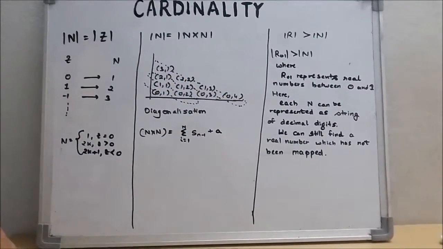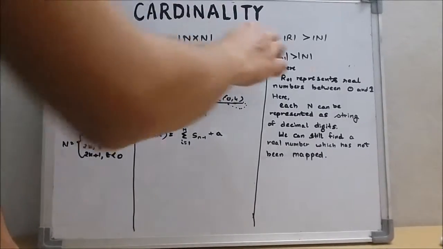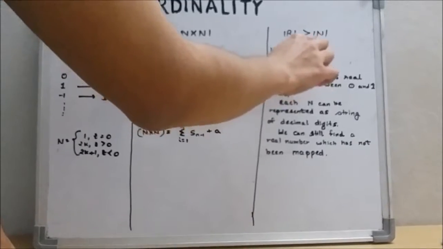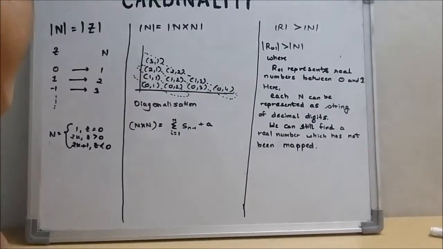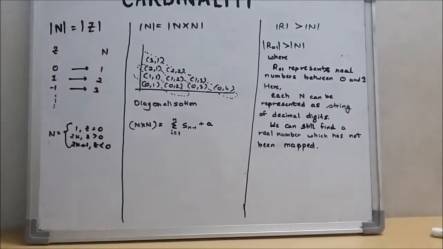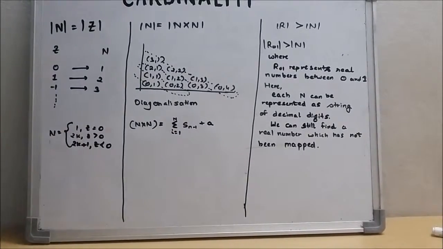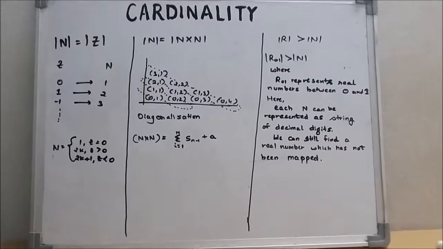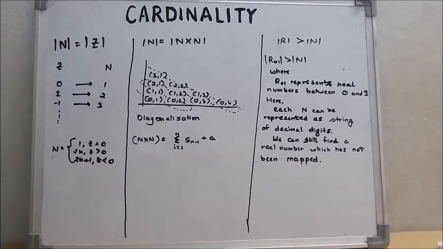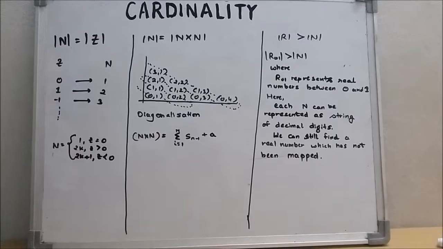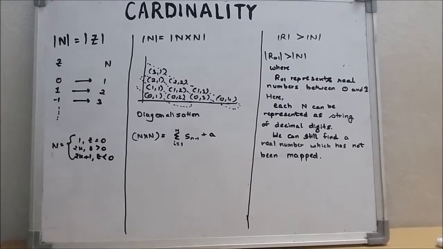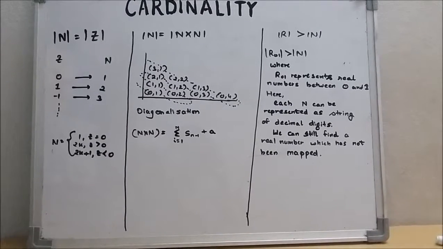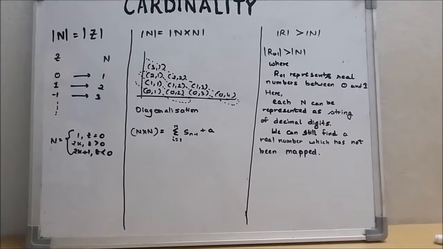But for R and N, where R is the set of real numbers, we can also show that R(0,1) is greater than the set of natural numbers, where R(0,1) represents numbers between 0 and 1. Here each n can be represented as a string of decimal digits which are real. So we can still find a real number which is not mapped to any natural number. So here we have failed to obtain a one-to-one mapping. Thus, the cardinality of R is greater than the cardinality of N.